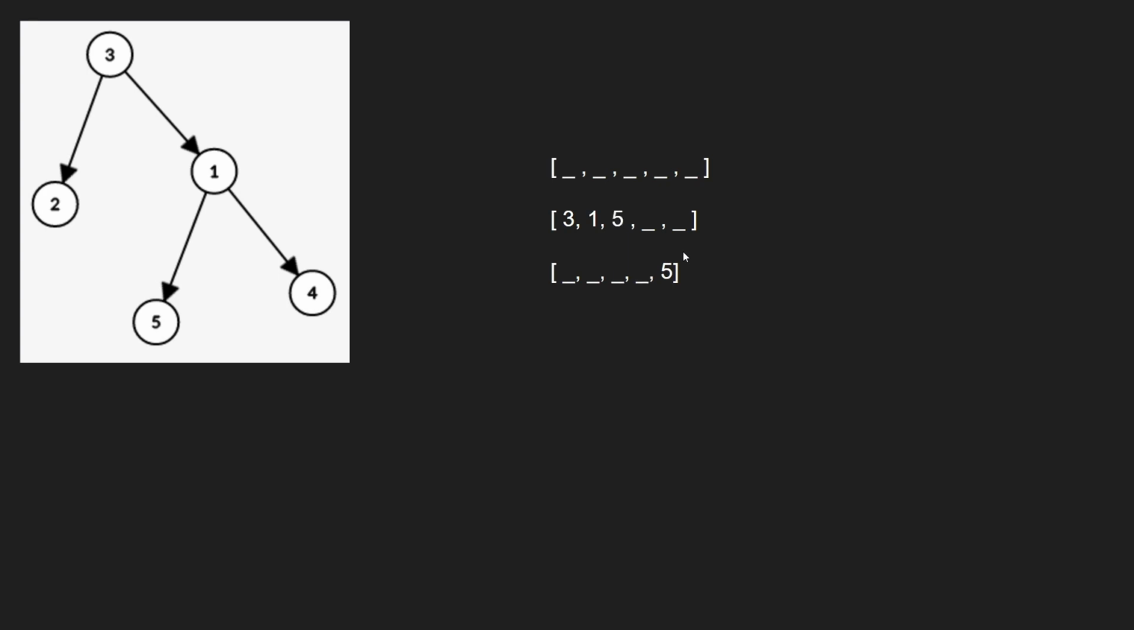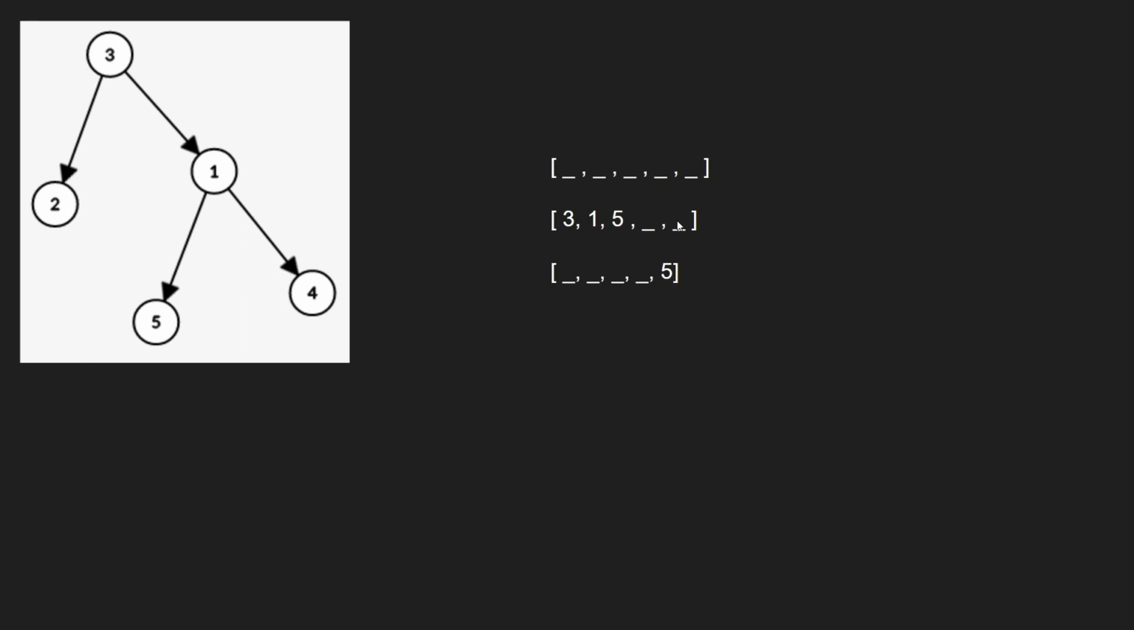Let's look at another example, 5. For 5, it should appear after 3 and 1. So the minimum index in which 5 can occur is the second index. And the maximum index in which 5 can occur is the last index, because it does not have any children. There is no constraint on the last index it can occur. So 5 has possible indexes of 2, 3 and 4.